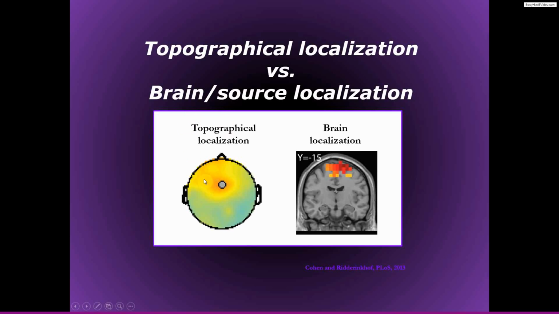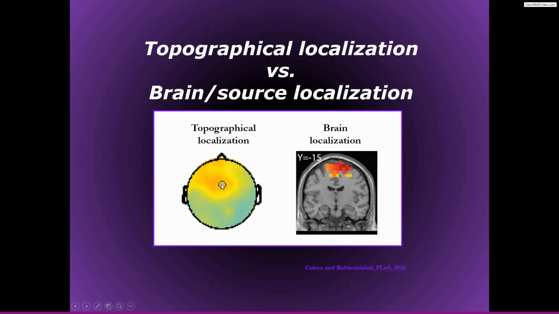I apologize for the really ugly pixelated nature of this topographical map, but it was very small in the figure and I had to blow it up. Anyway, topographical localization is really just an observation of where your effect is maximal on the scalp. So here we see the effect, whatever this is, this statistical map, this condition contrast, is larger at this electrode than it is at any other electrode on the scalp. So we can localize the effect to this particular electrode as opposed to any other electrode.